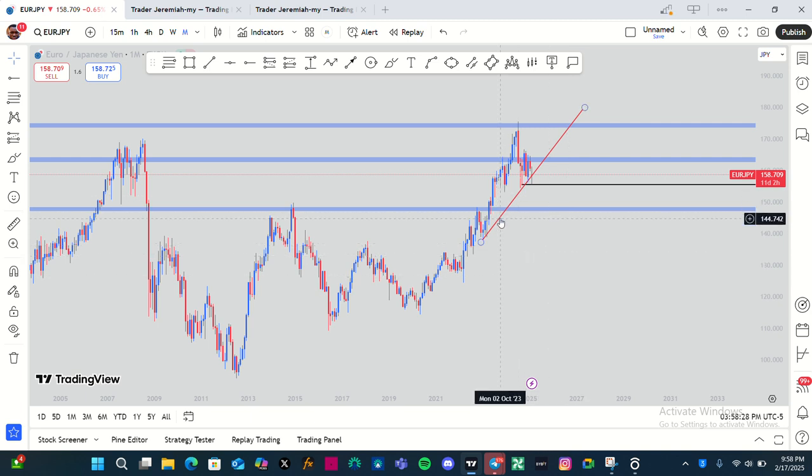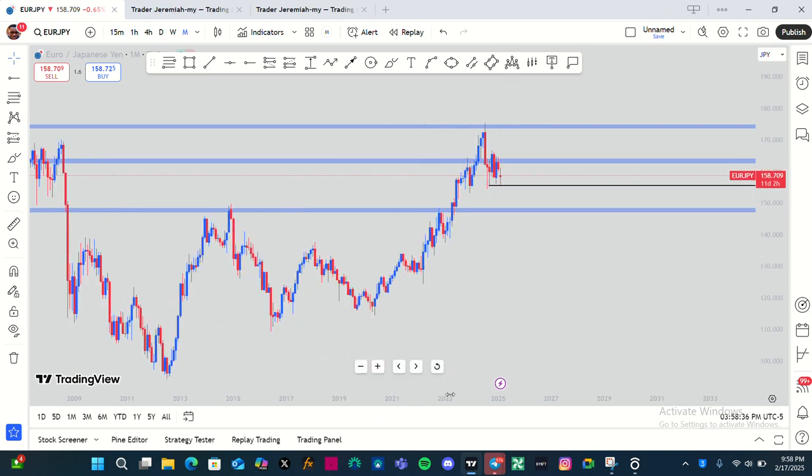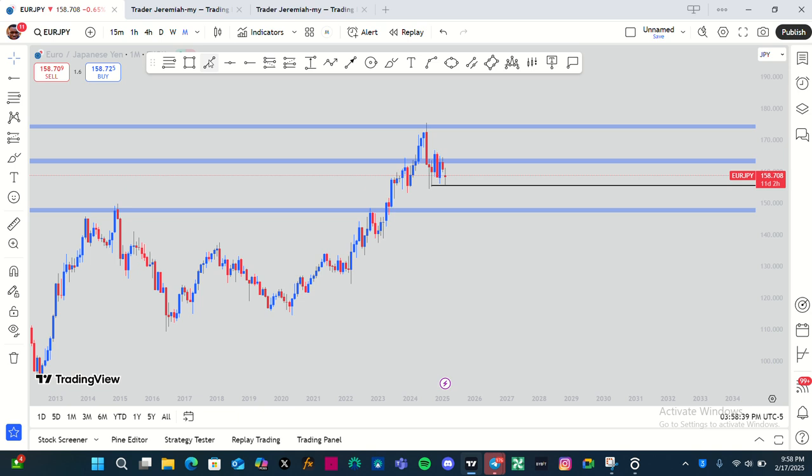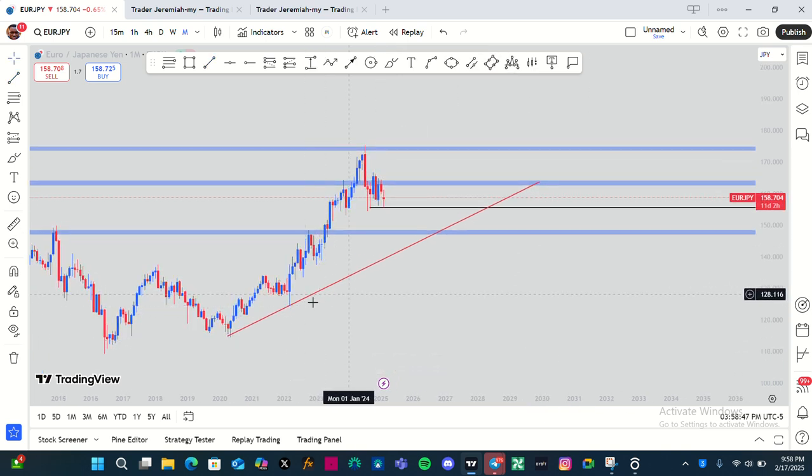So I already identified the overall direction of this market as well. It was trending to the upside, as you can see. So let me draw out my trend line. Sometimes when you draw a trend line, as you can see, this trend line is very far away from where price is.